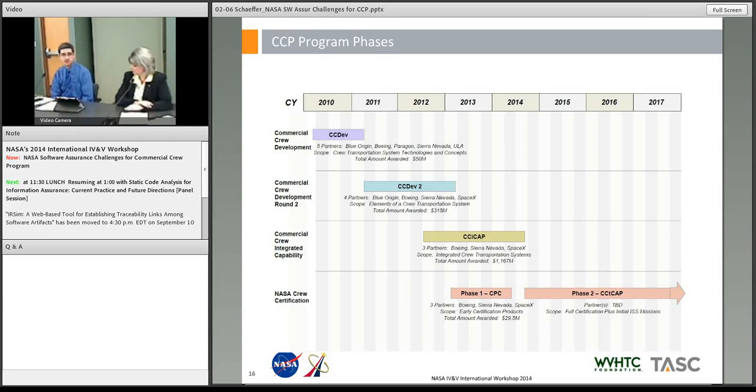Here's just a graphic of the schedule. There's some changes, but overall it's fairly accurate. And you can see the significant overlap between CCI cap and CPC. And that's right where we stepped in, so we were right in the middle of it.